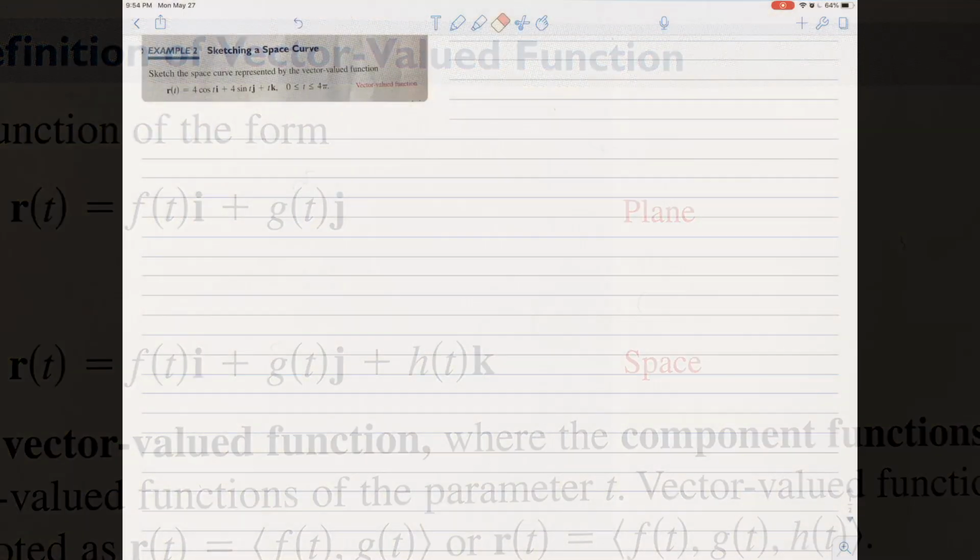Let's look at an example of sketching a space curve. According to the question, we know that the parametric equations are x = 4 cos t and y = 4 sin t. Based on the trigonometric identity cos²t + sin²t = 1, we can obtain x² + y² = 16.